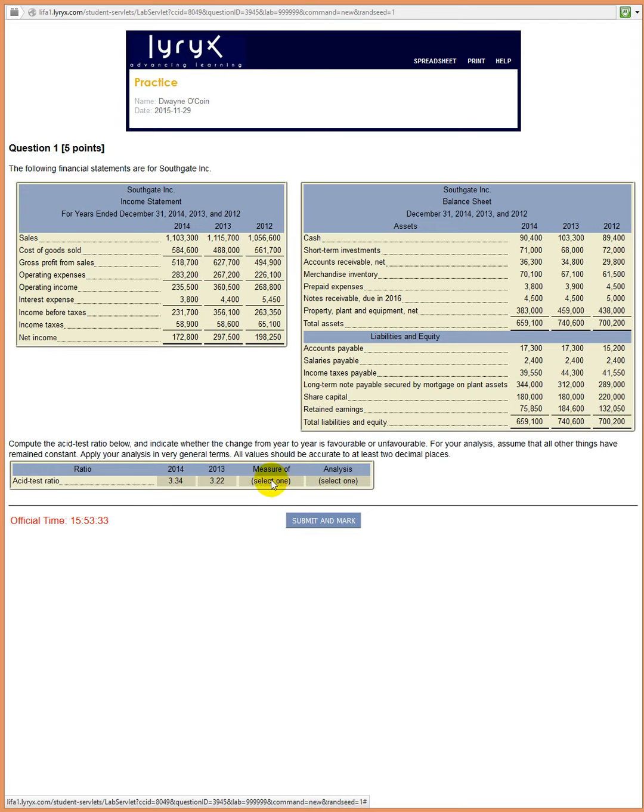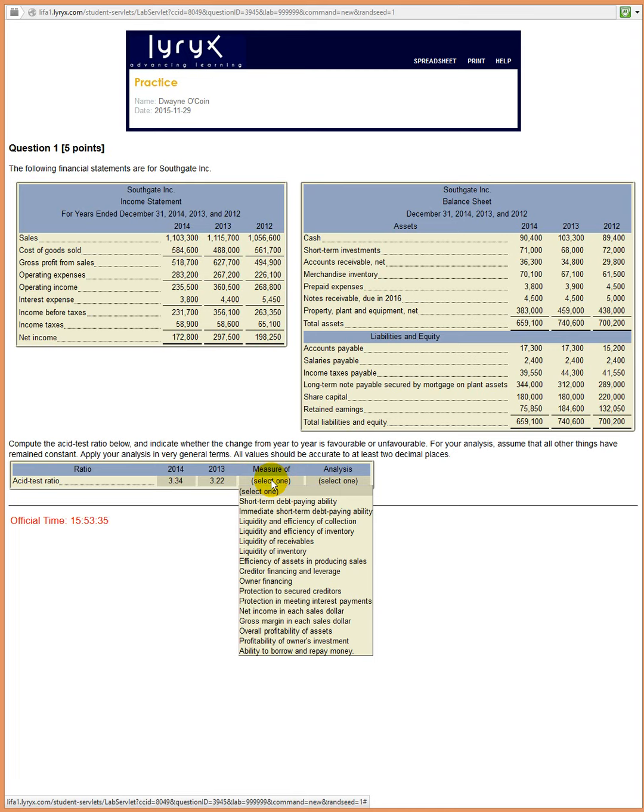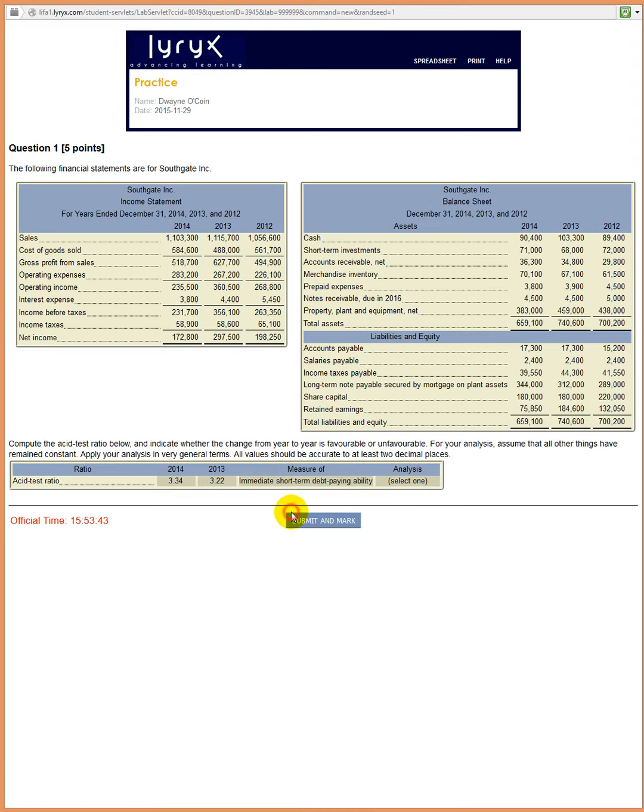Alright, now it's asking us what is the measure. The acid test ratio is a measure of its debt paying ability, but it's not short-term debt paying ability. That would be the current ratio. It's immediate short-term debt paying ability. There is a more immediate measure, and that's just the cash ratio, taking cash divided by accounts payable, salaries payable, and income taxes payable.